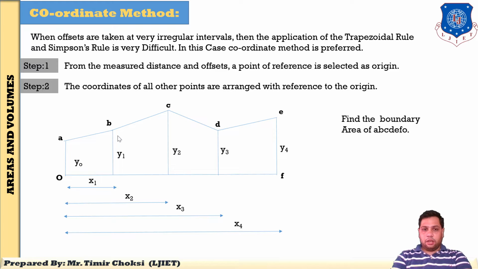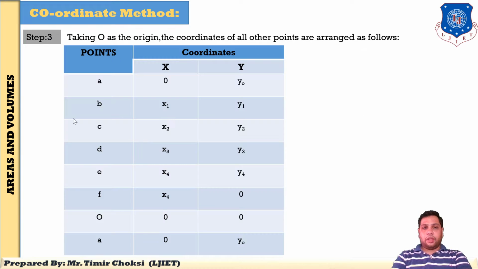O to this line, meaning up to point B, is the x1 distance, up to C is x2, D is x3, and O to F is x4. Similarly, there are vertical distances, meaning offset distances, y0, y1, y2, y3 and y4. Now after drawing the figure, in the third step, you arrange or make a table in this form. It is very easy. Taking O as the origin, all other points are arranged as follows.